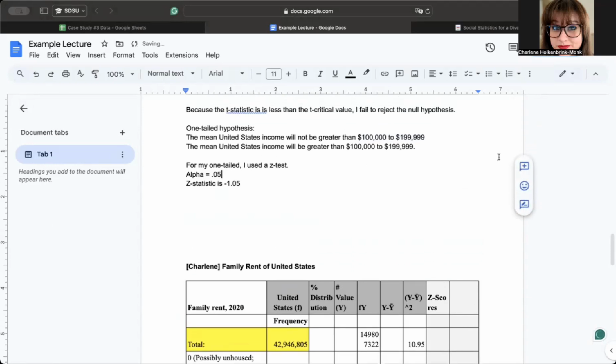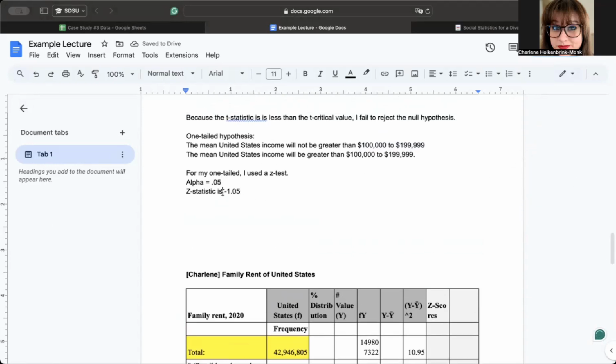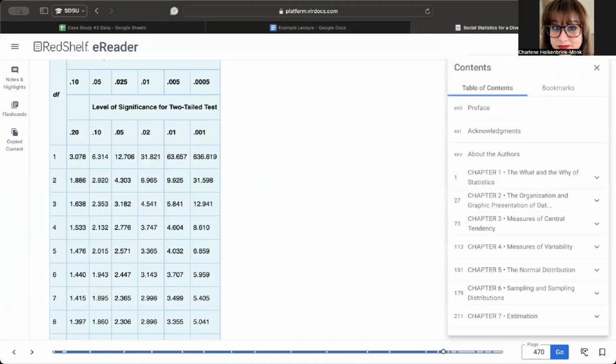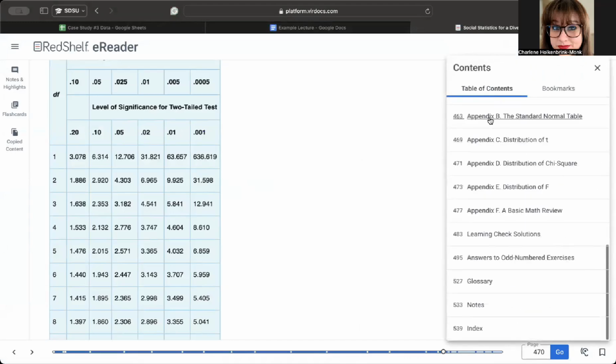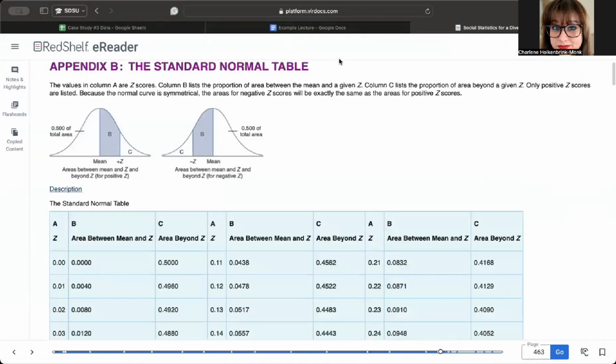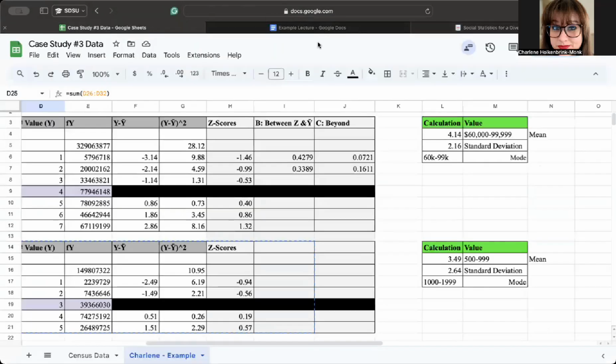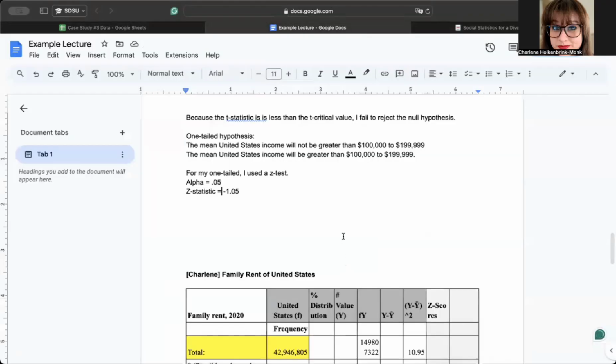Okay. So this gave me a Z statistic of negative 1.05. I'm going to go into the back of the book now, back to Appendix B, which we're familiar with now, right? I'm going to look up my Z-score. That's essentially what a Z statistic is, a Z-score.